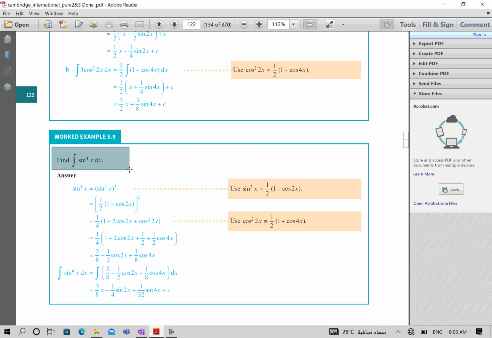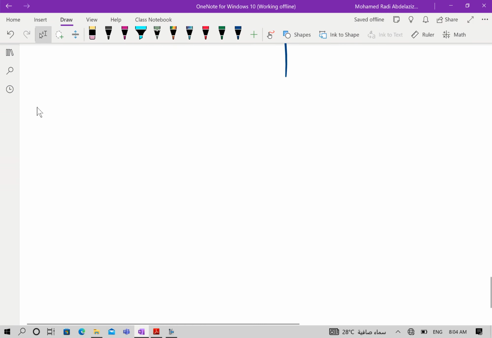What about sine to the power of 4? Sine power 4. And sine power of 3 also, I will explain it. Sine to the power of 4x, you can write it. You have a question?